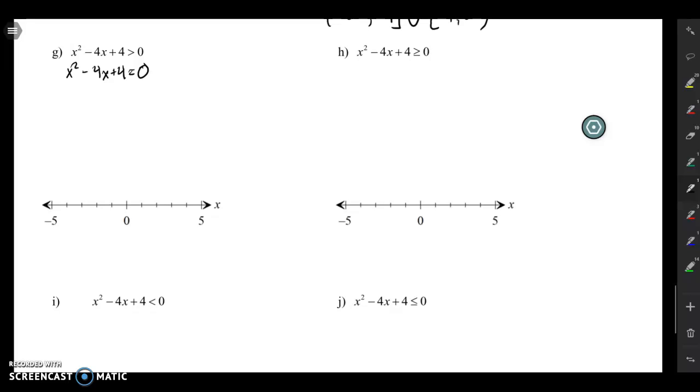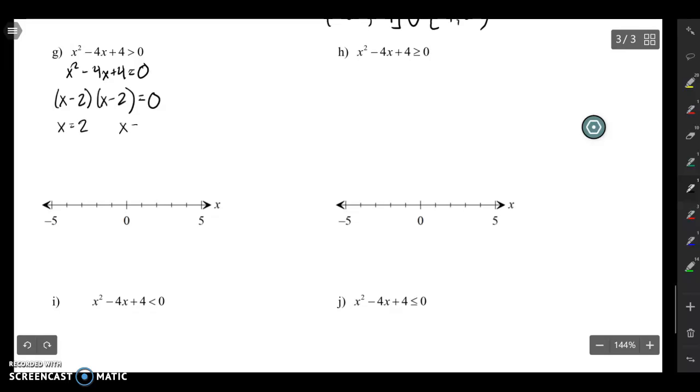So if I could factor it, I would be looking for two numbers that multiply to positive 4 and add up to negative 4. Luckily I know two numbers that'll do that, x minus 2 and x minus 2, because negative 2 times negative 2 is positive 4, and negative 2 plus negative 2 is negative 4. Once I have this solved, I know that my x coordinates are going to be x equals 2. It's kind of confusing with this one because we have the exact same x value.